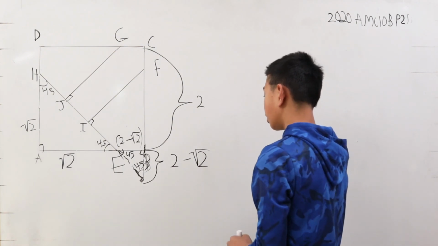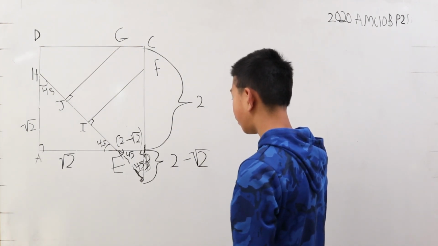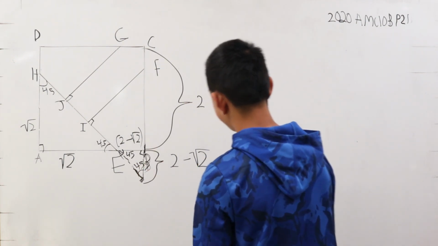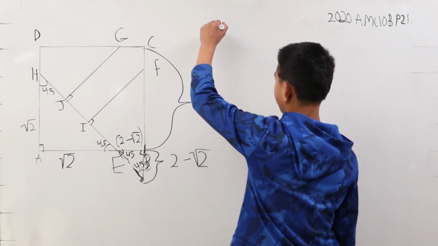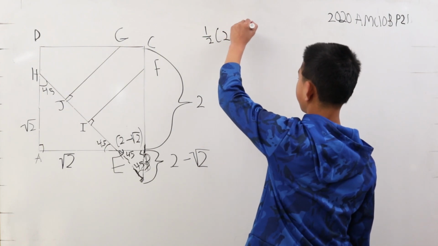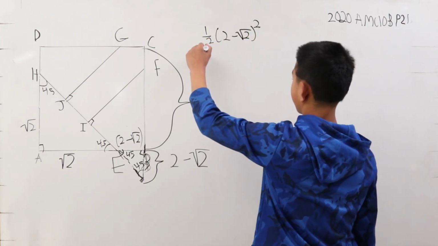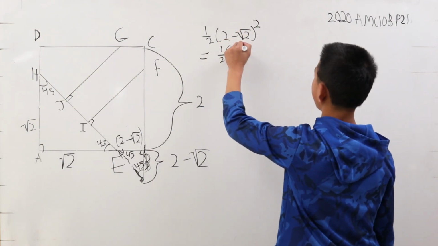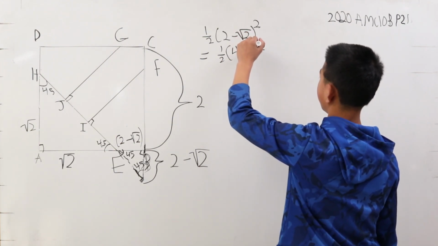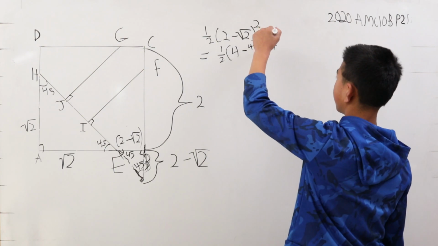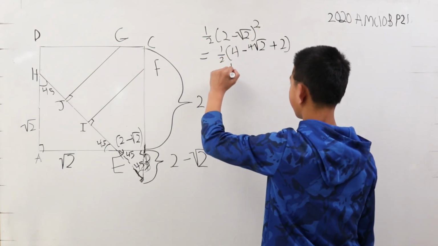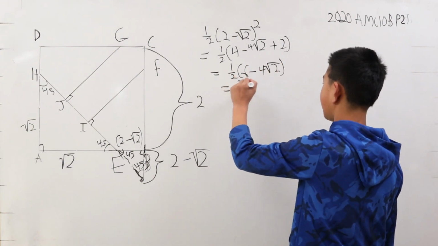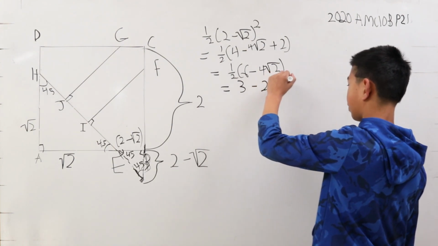Okay, so now we can find the area of this small triangle here. This is 1/2 times 2 minus root 2 squared. This is going to be 1/2 of 4 minus 4 root 2 plus 2. This is going to be 1/2 of 6 minus 4 root 2. And this is just going to be 3 minus 2 root 2. Okay.